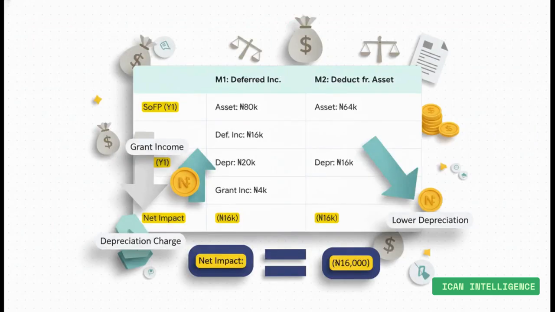This example is fantastic because it proves that no matter which method you choose, you get to the exact same result. Look at that bottom line. The net P&L impact is negative 16,000 naira in both cases. With the deferred income method, you have a big depreciation charge of 20,000 naira that's partially offset by 4,000 naira of grant income. With the deduction method, you just have a smaller depreciation charge of 16,000 naira. The presentation is different, but the effect on your profit is identical.